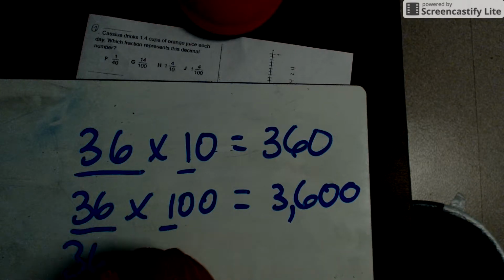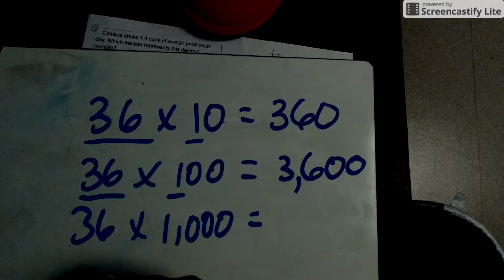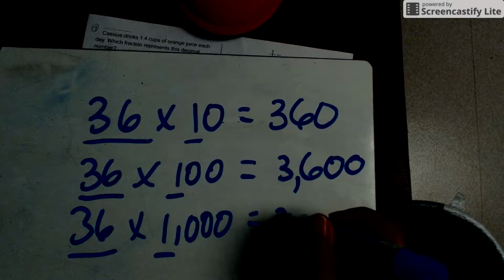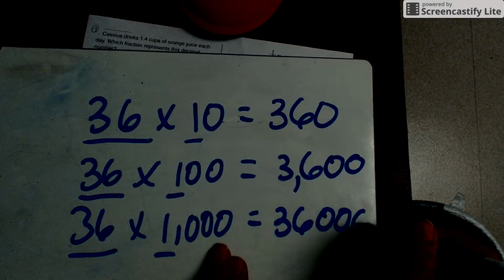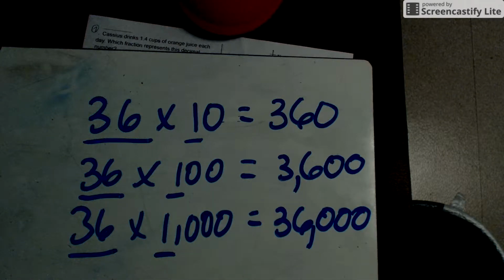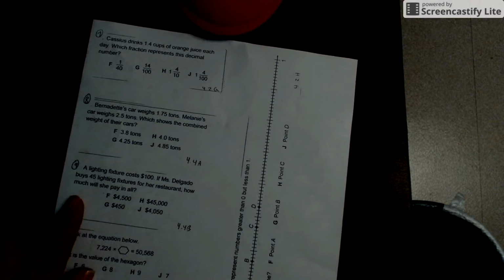If we were to multiply 36 times 1,000, then we would take 36, multiply it by 1, and add 3 zeros to get our product. Okay, so that's the strategy that we worked on. So when you're working on number 9, think about that.